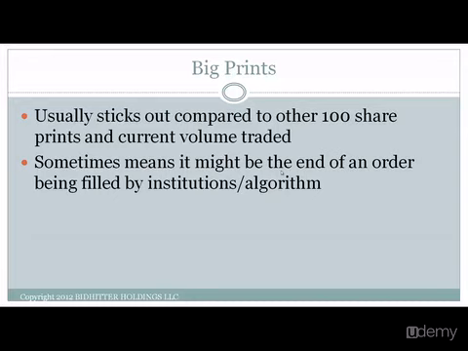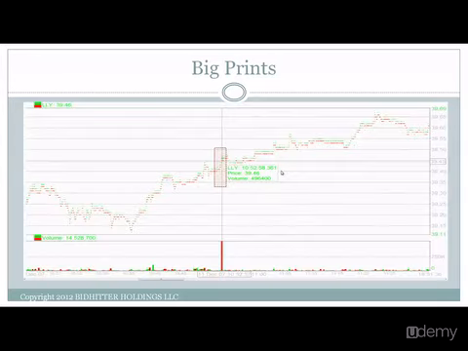You'll see 1,000 shares at a certain price and think, okay, that was a big print. I'm going to keep track of that. I'm going to remember it, and I'm going to play off that level. Sometimes a big print might be the end of an order that's being filled by an institution or algorithm. Sometimes, not all the time, it could be the beginning of an order. But like I said, remember where those big prints printed, and keep track of those levels.